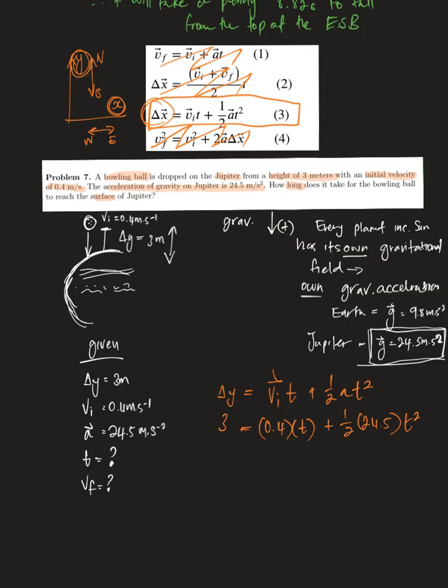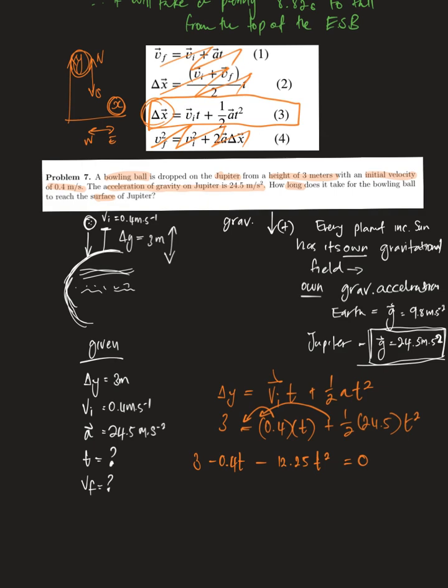So what I've got now is 3 minus 0.4t plus half times 24.5, which is actually equal to 12.25, 12.25 t squared is all equal to, or not plus rather. Remember, I'm taking all of this here, so the signs are going to change. It's plus here, it's going to be minus. 12.25 t squared is equal to 0.